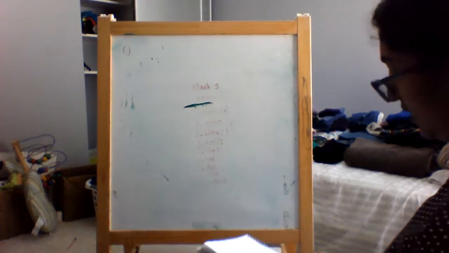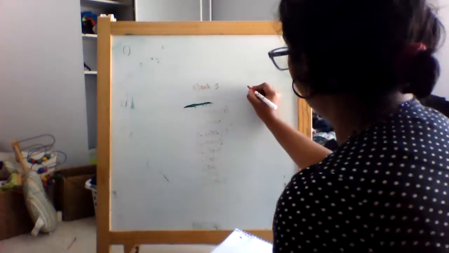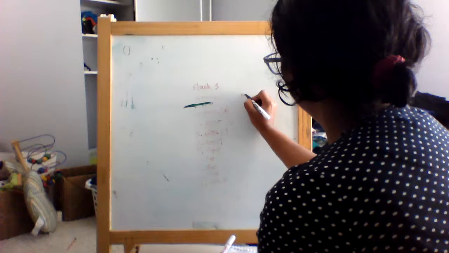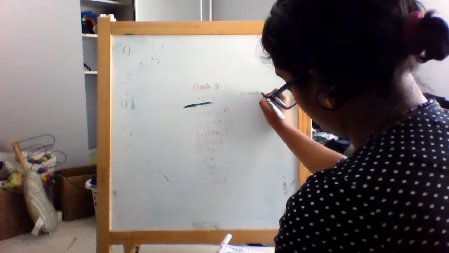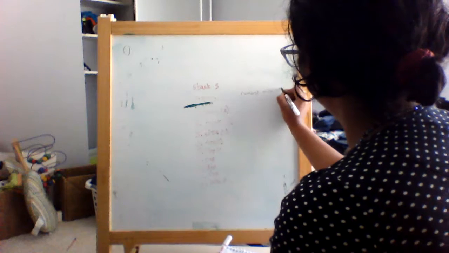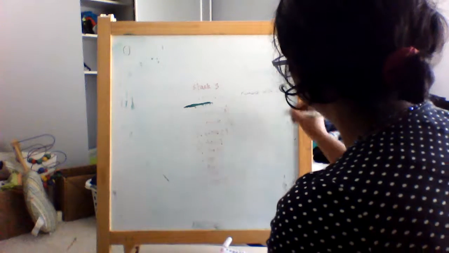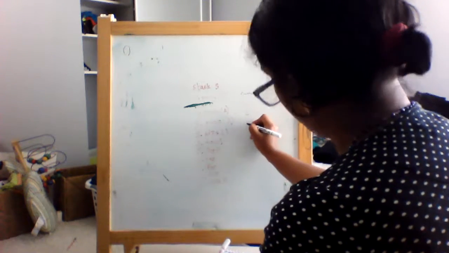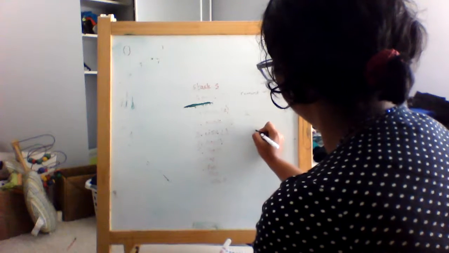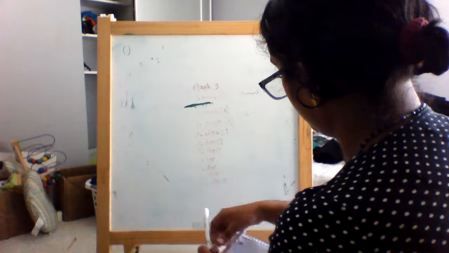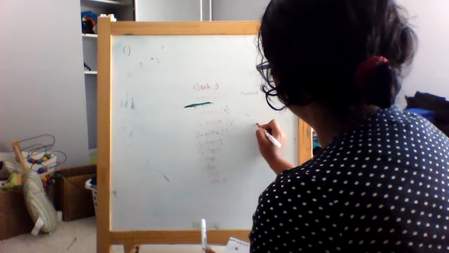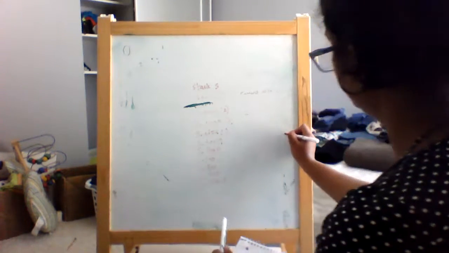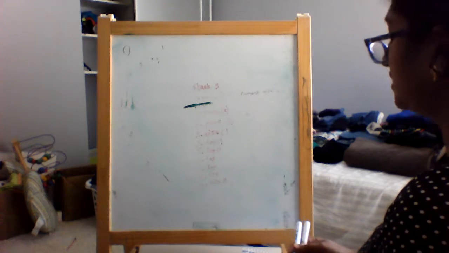The output for this program will be: the current size is equal to 3, then it is 3, 2, 1, and then the current size is equal to 1. This is the received output.